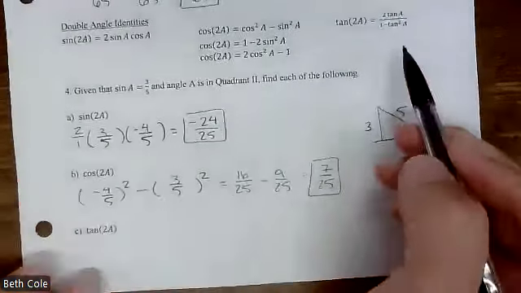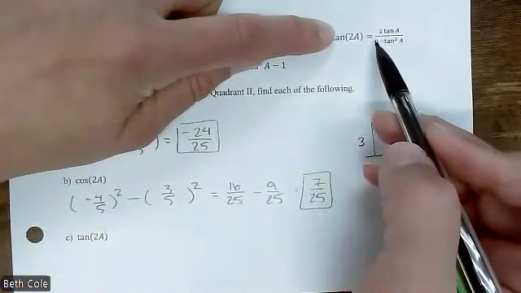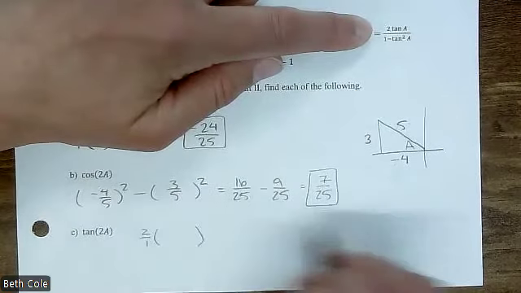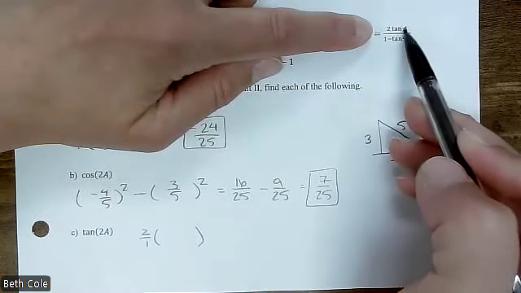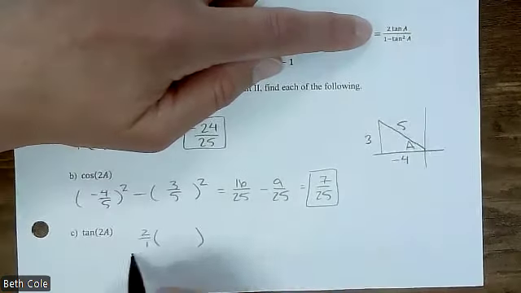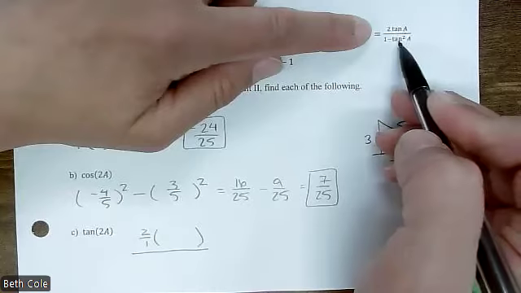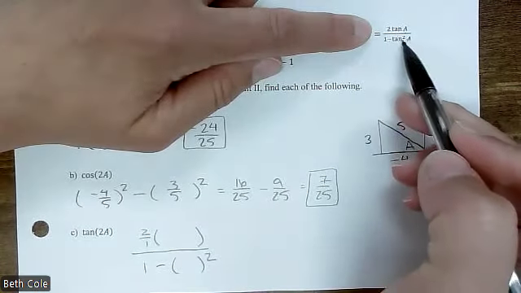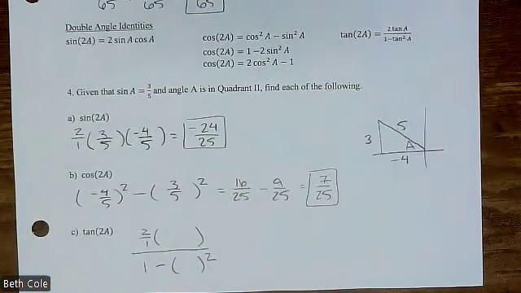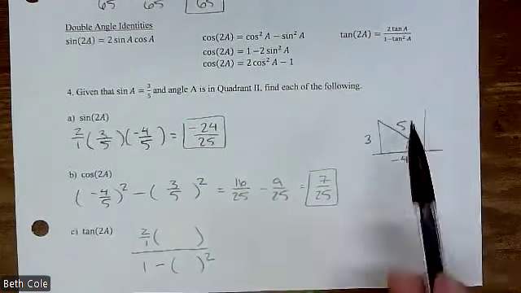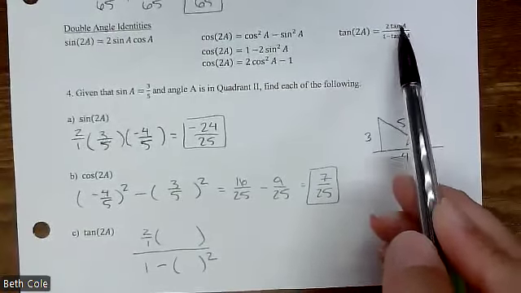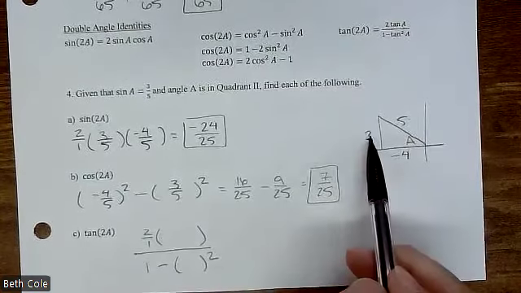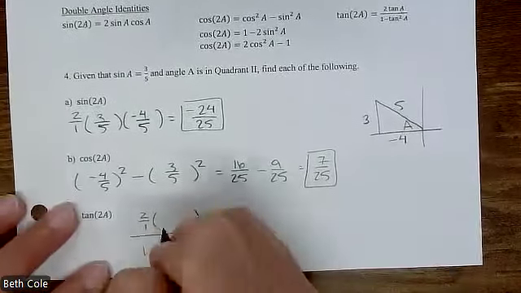Last one is tangent. We're going to use this one right here, the one that says tangent. So it's going to be 2 times something. I'm going to write 2 over 1 times something. And then on the bottom, it's going to be 1 minus something squared. In those parentheses, actually, both of them are the same thing. It's going to be tangent. So using this picture, tangent is opposite over adjacent. That would be, yep, -3/4.